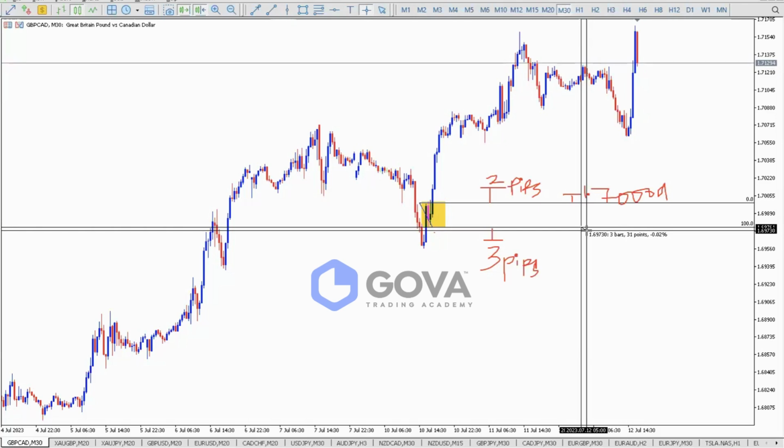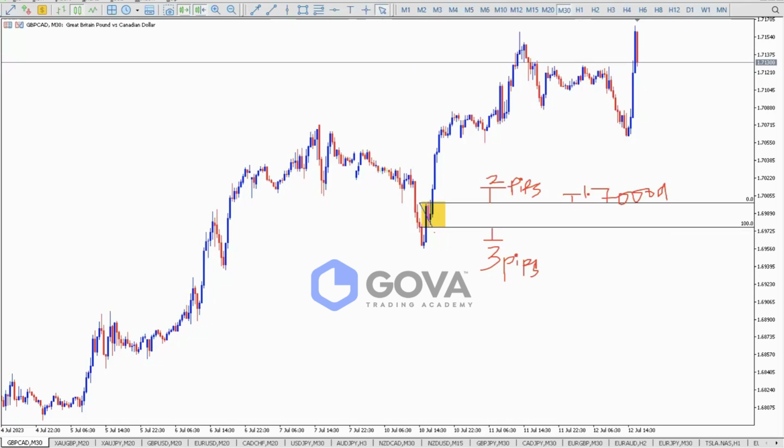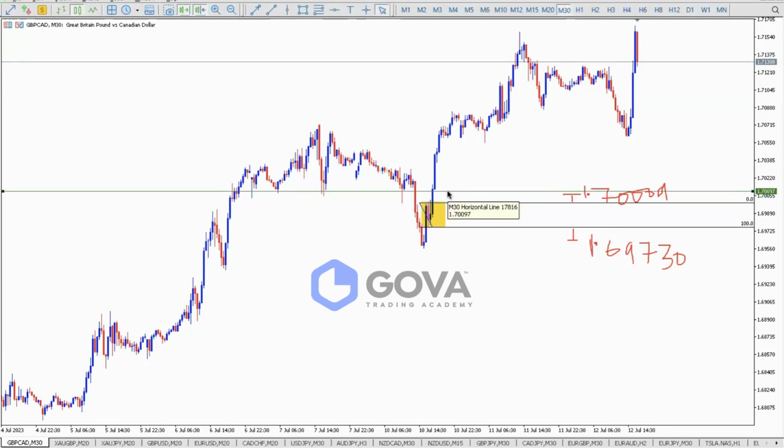The market price here is 1.69730. So after you know the figures of your 2 pips and 3 pips, the next thing to do is to mark out the number on this horizontal line here.